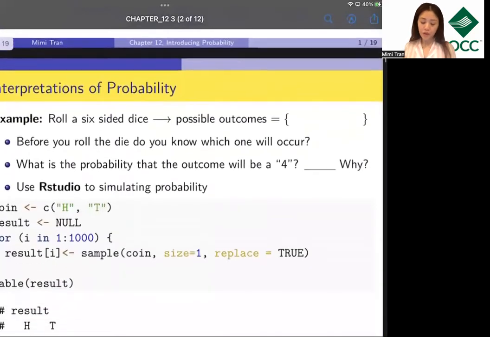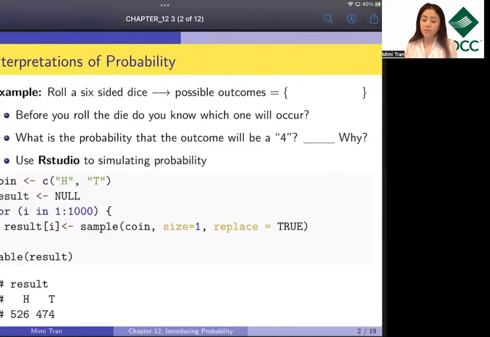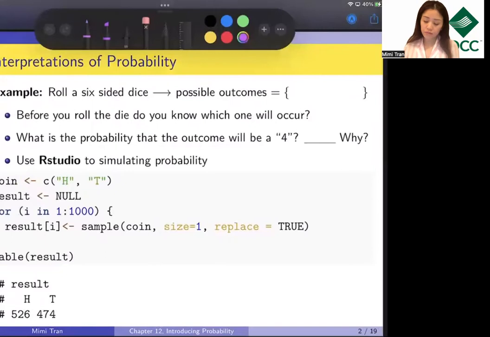Okay, so let's take a look at an example. I want to roll a six-sided dice. The dice has six sides, so all the possible outcomes of the dice are six of them, right? There's a first side, second, third, fourth, fifth, and sixth, because it's a six-sided dice. So you have six sides, six possible outcomes.